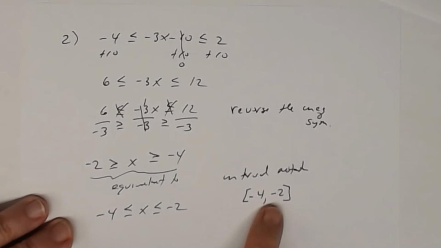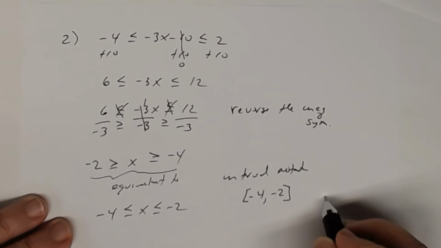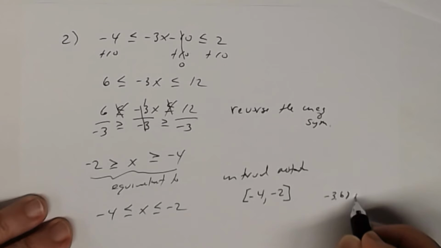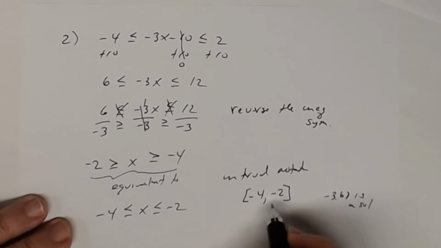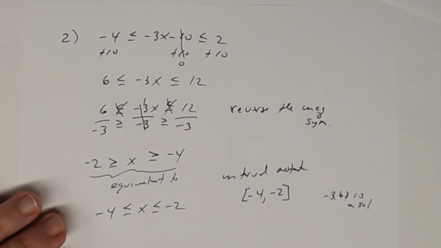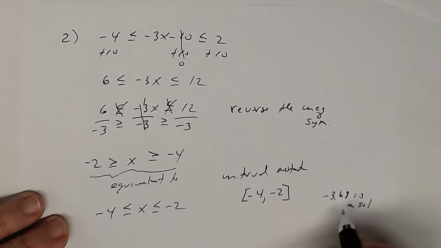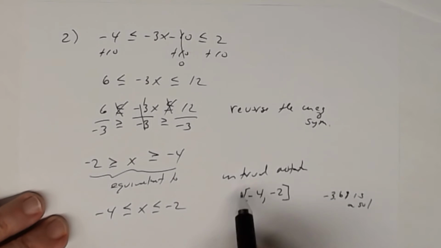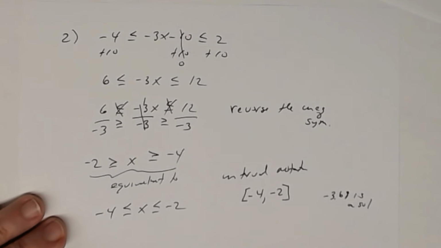So for example, negative 3.68 is a solution, right? Because it's in here. Negative 3.68 is a solution. So any real number, rational or irrational, that's in here is a solution. And so there's an infinite number of solutions.